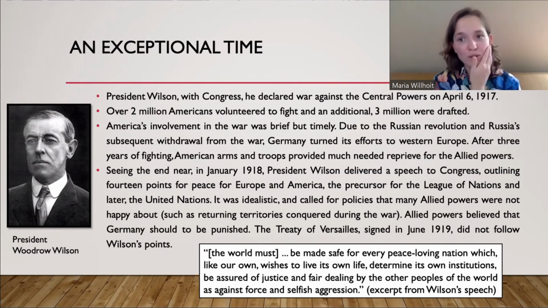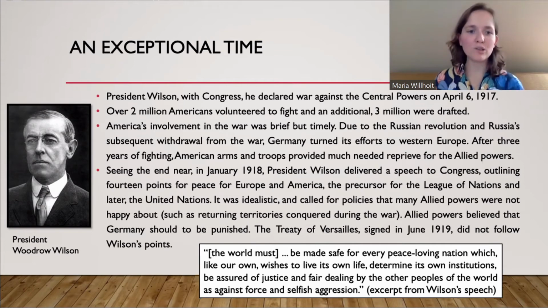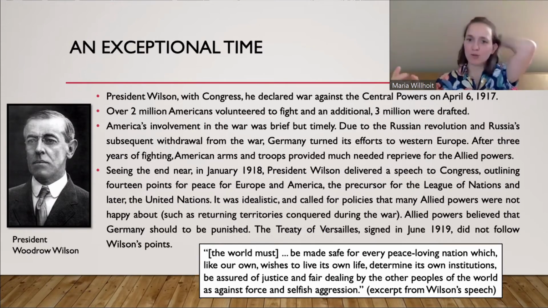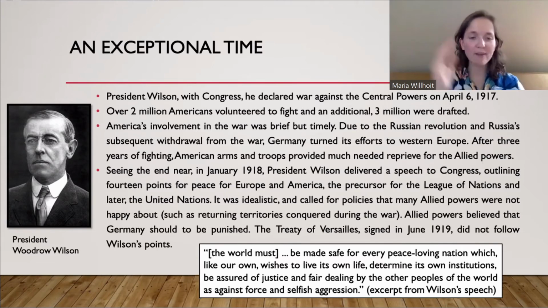We weren't involved in the war for long. The peace treaty was signed in 1919, but even President Woodrow Wilson could see the end in sight in January of 1918. And he makes a very famous speech. It's called the 14-point speech now. He outlined his vision for peace for Europe and America, especially for Europe after World War One. He had 14 points for peace.